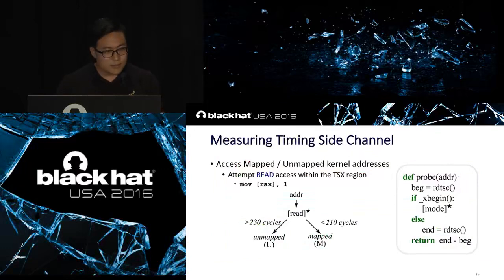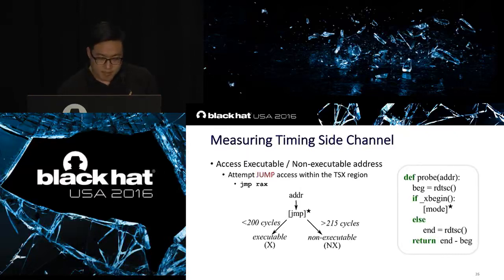And with this method, we try to measure the timings of page faults of mapped and unmapped kernel addresses. What you see is that for a read access to a kernel address, the mapped address always returns faster in CPU cycles. In addition, we attempt to jump into the kernel address, which means an execution access. It definitely fails because we have no privilege, but what we measured for the timing is that executable addresses always return faster than non-executable ones.